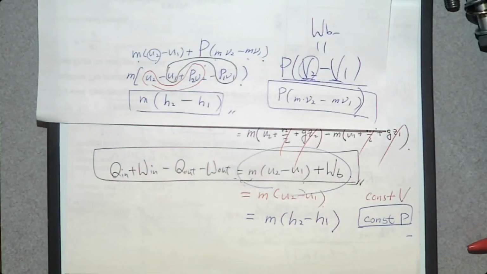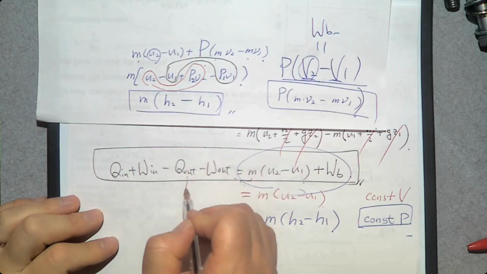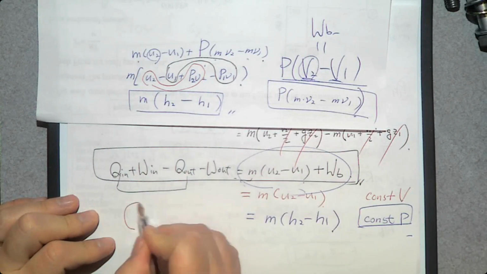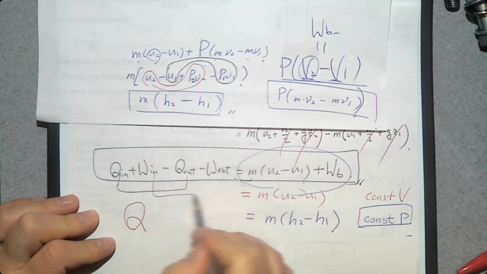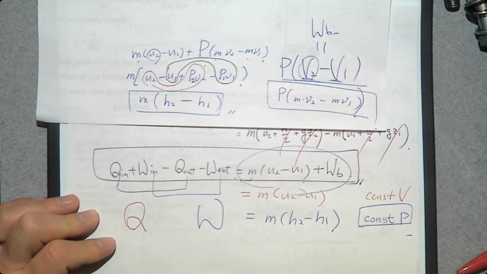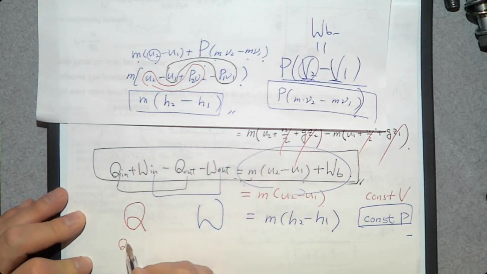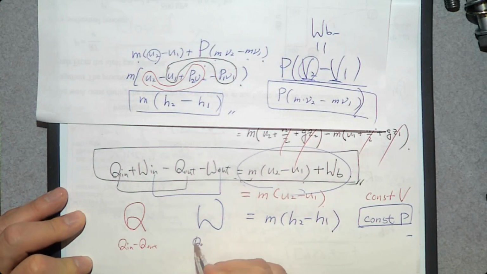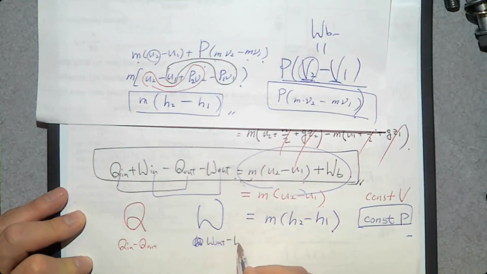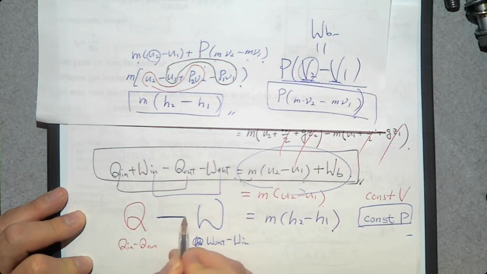One more minute, and you may remember we can combine Q in and Q out, W in and W out. So these two together, we can say Q. These two together, we can say W. However, this Q is Q in minus Q out, but this W is W out minus W in. So there should be a negative sign.